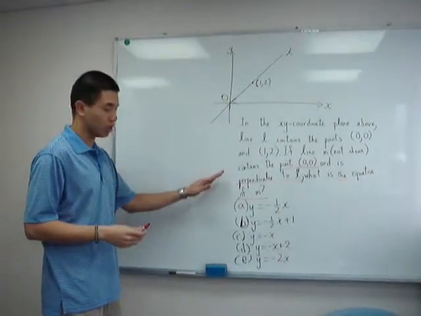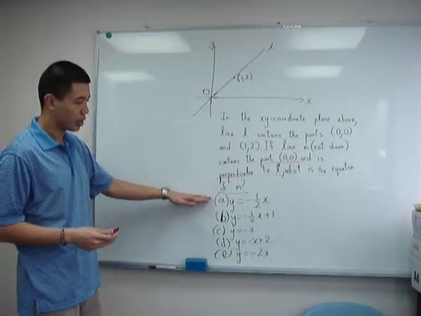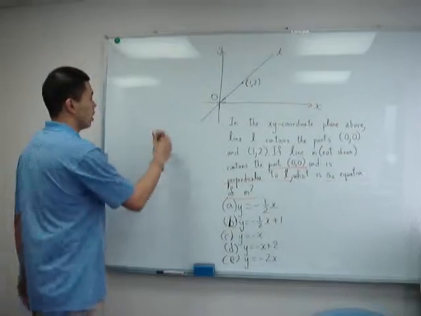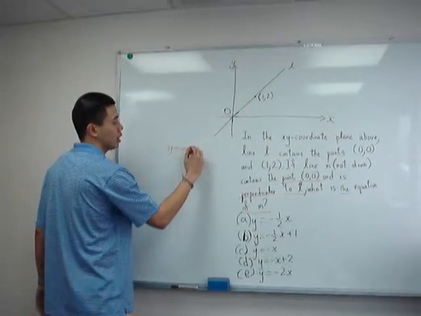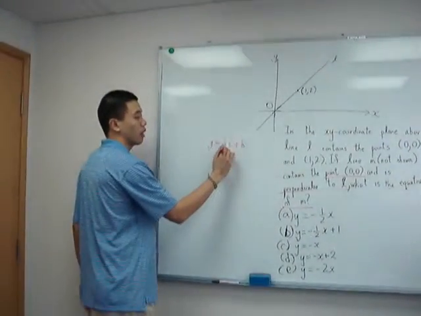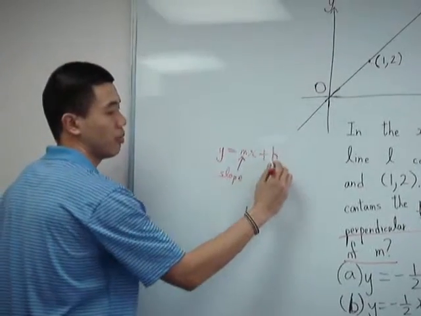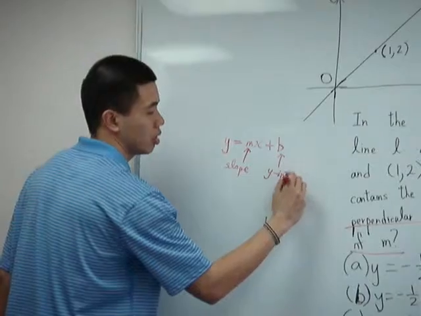After this, we should actually look at all the answers. Notice all the answers are equations in the form of y equals something of an x. When y is isolated, we notice that this is what we call the slope-intercept form, where m, a constant, is your slope, and b, another constant, is your y-intercept.